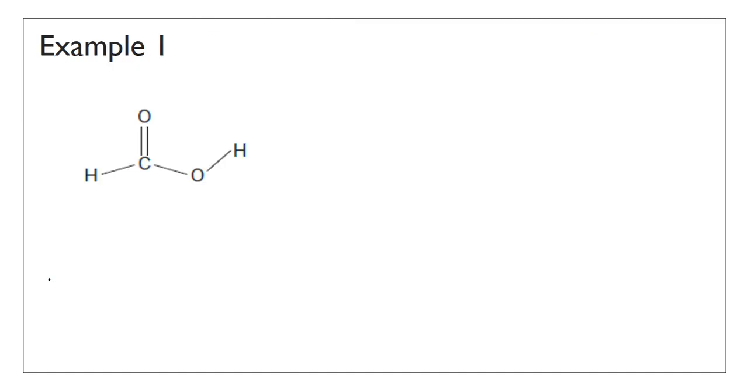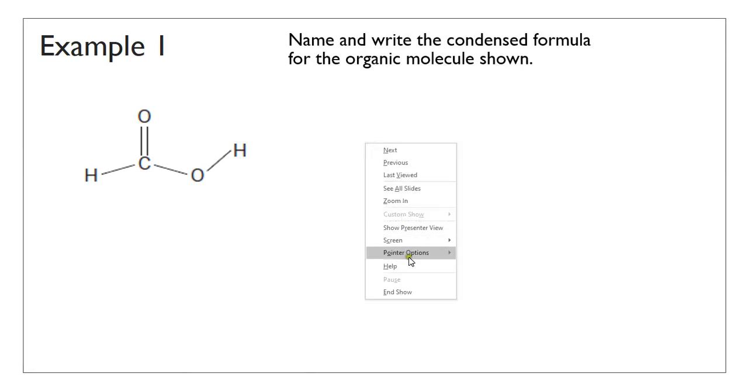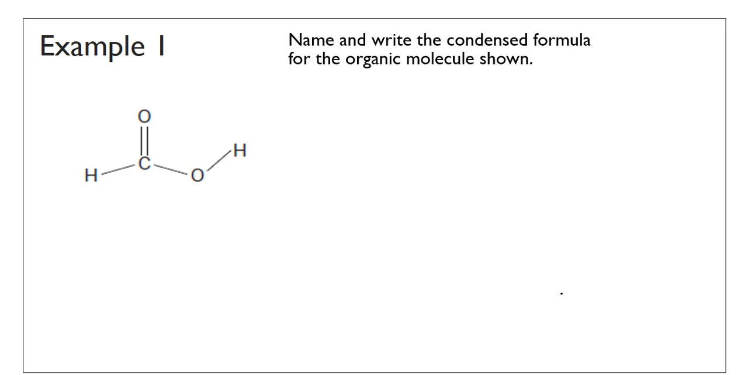Okay, let's talk naming. What do I want? I want the name and the condensed formula for the organic molecules. Maybe I do the skeletal as well. So follow the naming rules. Step 1 is to determine the suffix. This has a carboxyl group, so C double bond O, single bond O, and then H. So the suffix is going to be oic acid.